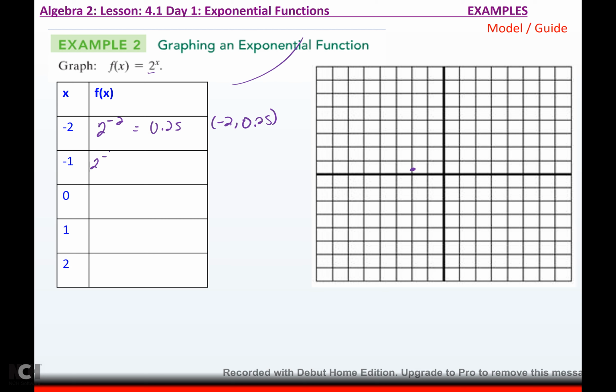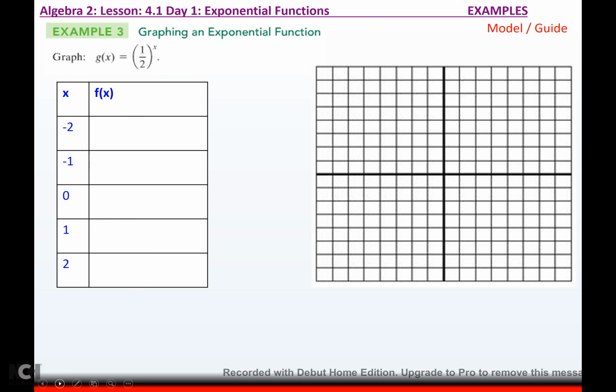If I plug in -1, I have 2 to the -1st, 2 caret -1, and you get 0.5. So that ordered pair would be (-1, 0.5). It's about right there. Plug in 0, 2 to the 0, anything to the 0 degree is 1, so (0, 1). Plug in 1, 2 to the 1st is 2, so that's going to be (1, 2). Plug in 2, 2 squared is 4, so that's going to be (2, 4). And if I connect those, knowing that it's going to be an exponential growth function, there we go.